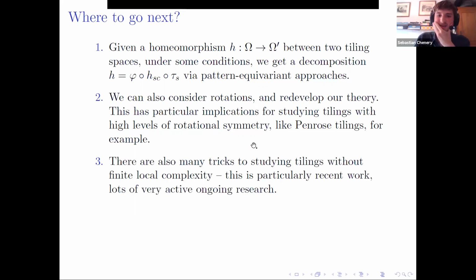So yes, there are many other tricks for studying tilings without finite local complexity. This has been a sort of implicit assumption in most of what we've been talking about. This is some very active ongoing research, and there are some good papers on it. And the last thing I want to talk about, on where to go next, is that there are relations to physics.